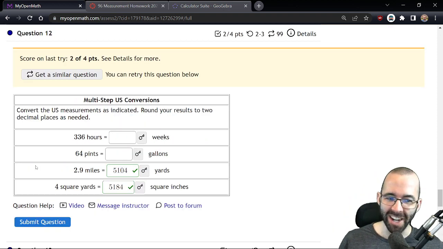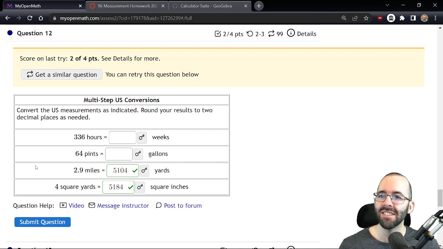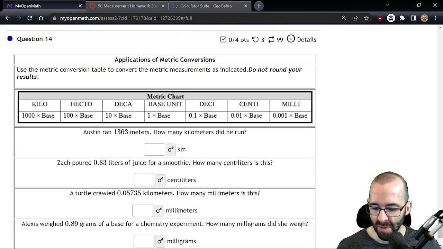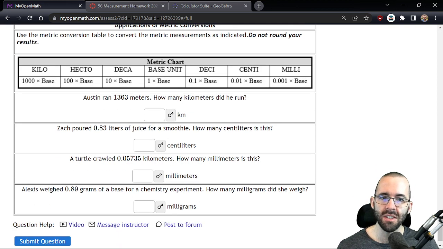Great. We got it. So the last thing is going to be number 14. Unit conversions for the metric system, which is way nicer. That's why the metric system was invented, to be nicer. All right, so let's look at this chart real quick. And it doesn't want us to round our results. All right, convert as indicated.